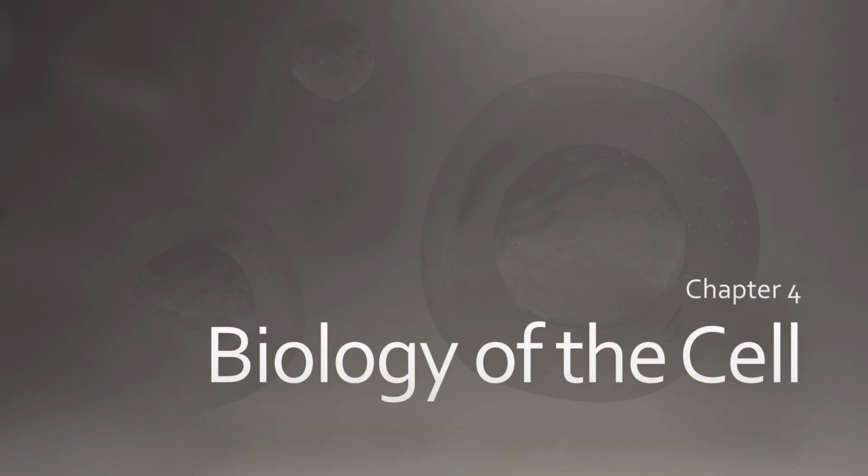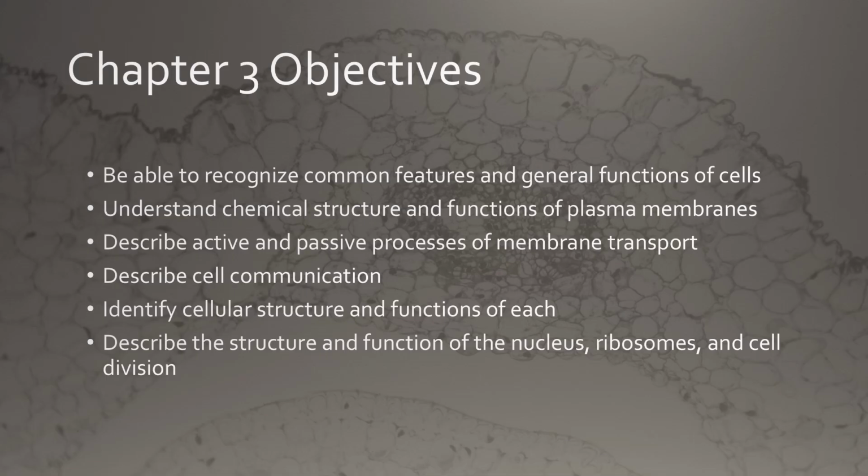Today's discussion is going to be on Chapter 4, Biology of the Cell. Chapter 3 objectives are to be able to recognize common features and general functions of cells, understand chemical structure and functions of plasma membranes, describe active and passive processes of membrane transport, describe cell communication, identify cellular structure and functions of each, and describe the structure and function of the nucleus, ribosomes, and cell division.